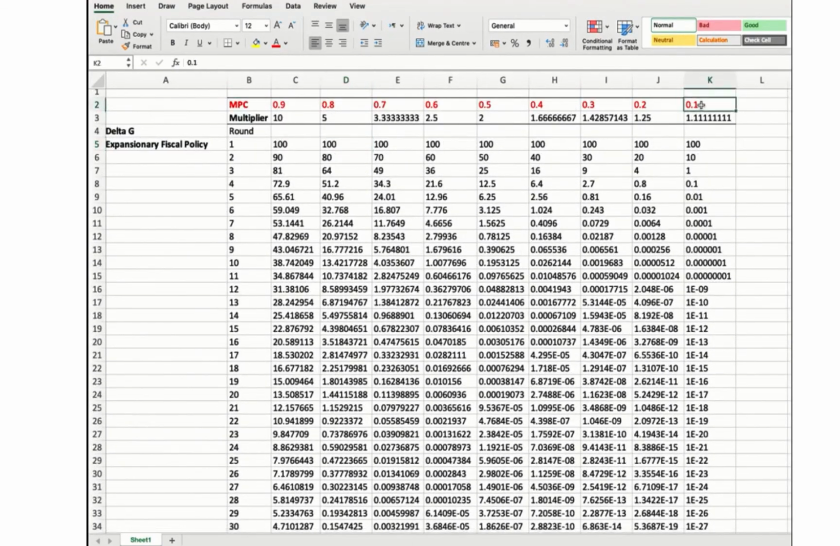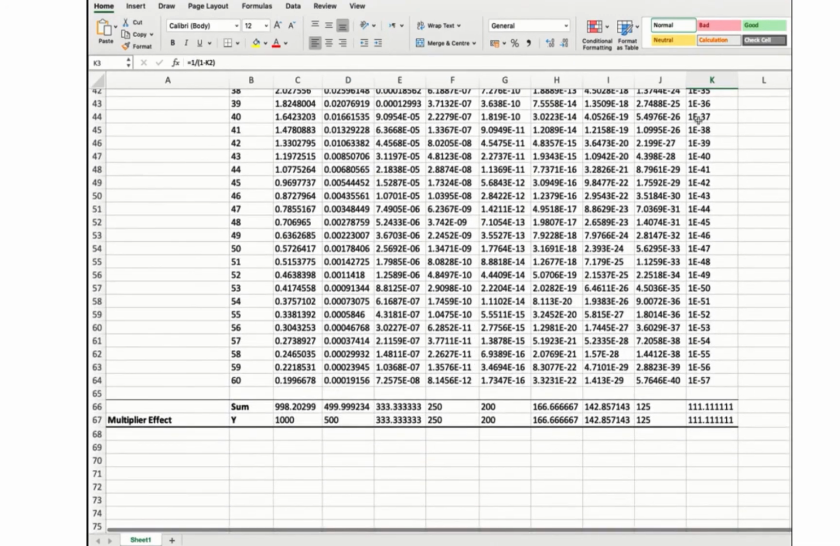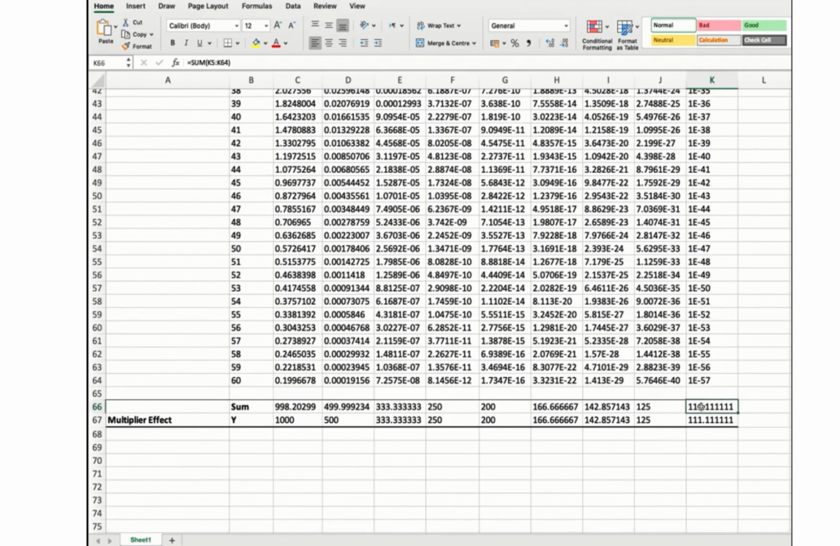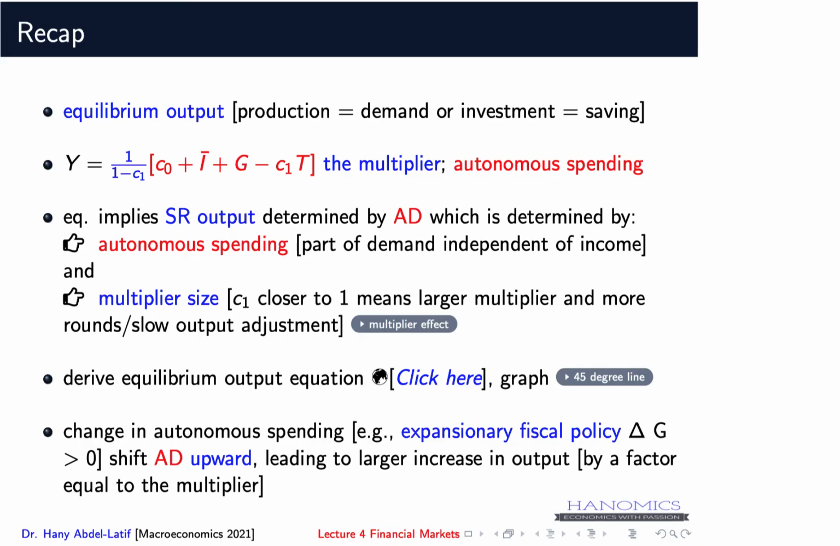You didn't really need to do all this calculation. If you have a smaller marginal propensity to consume, that means you have a smaller multiplier, and obviously the total effect will be small as a result. We can plot this to say the same thing using a graph.